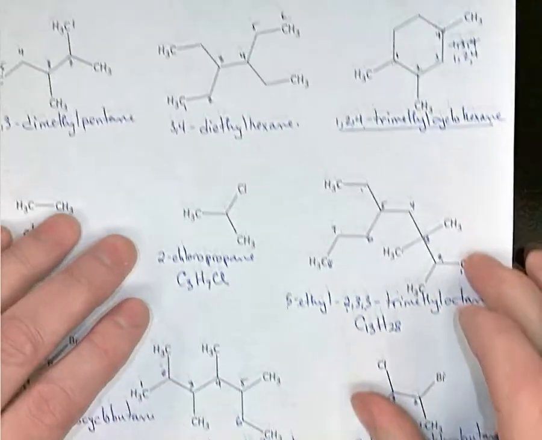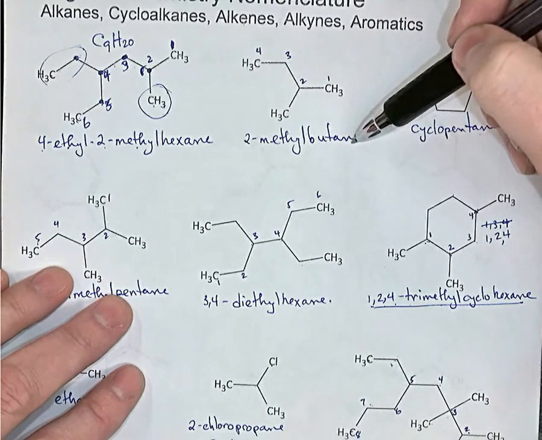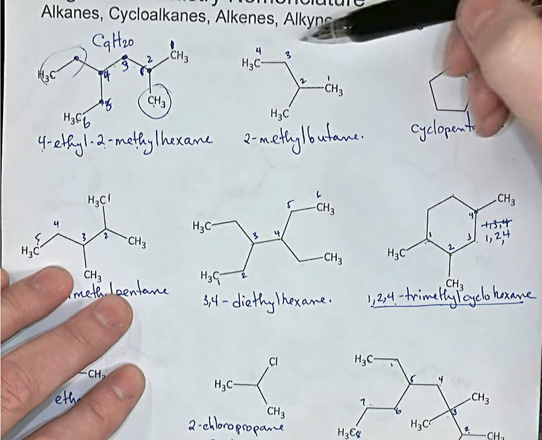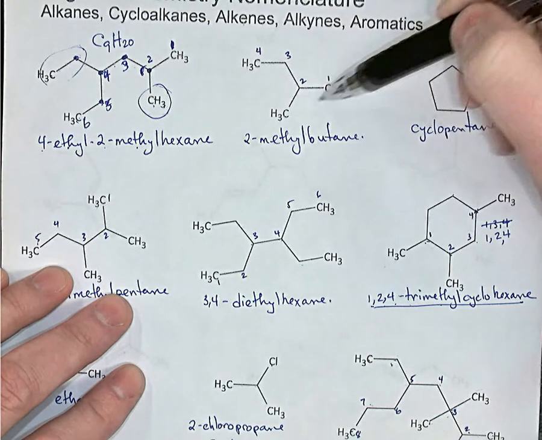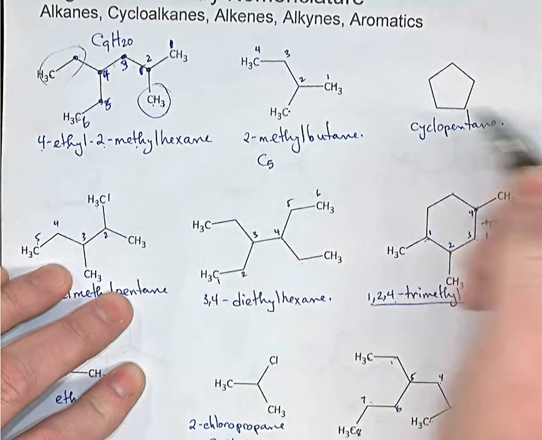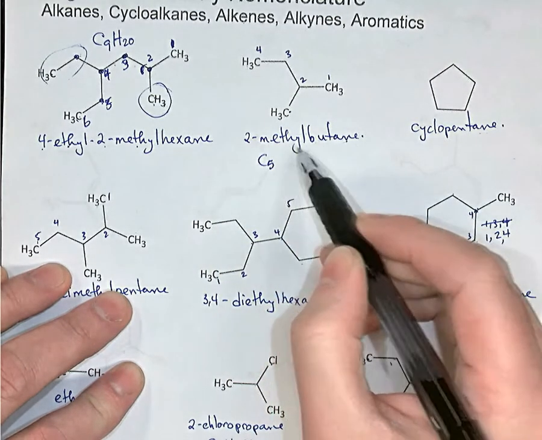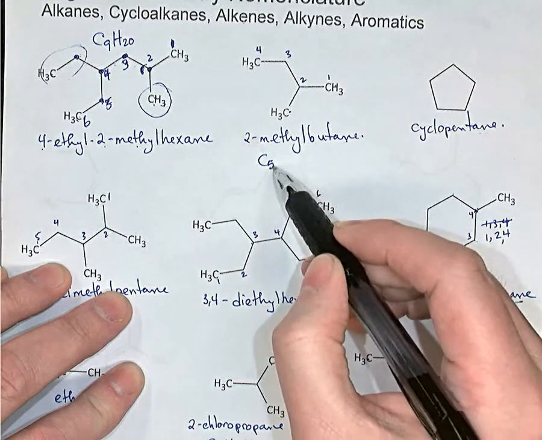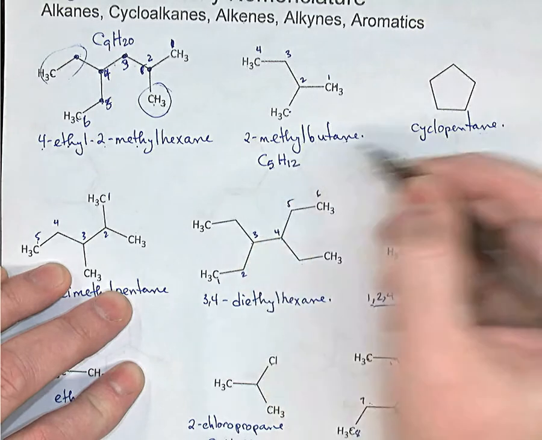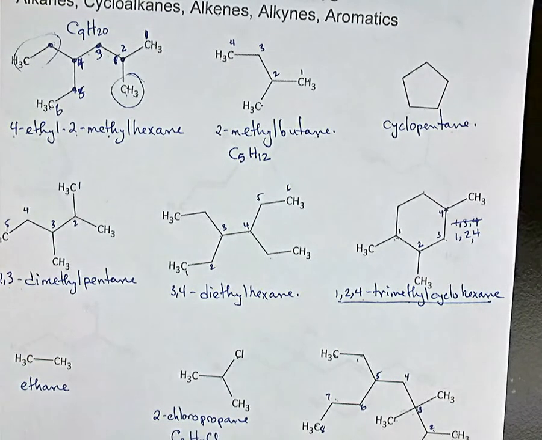Okay. Now what about 2-methylbutane? Can you figure out its chemical formula, its molecular formula? Well, 1, 2, 3, 4, 5 carbons in total. So C5. Notice butane has 4 carbons, and then the methyl branch has 1 carbon. 4 plus 1 is 5. And then twice that plus 2, C5H12. Now what about a cycloalkane?